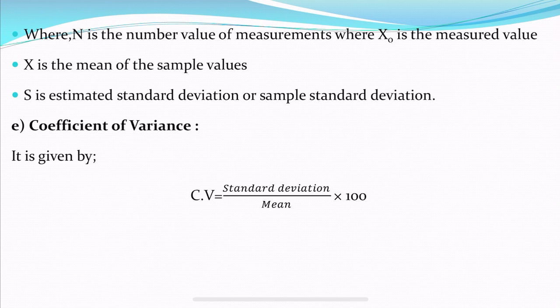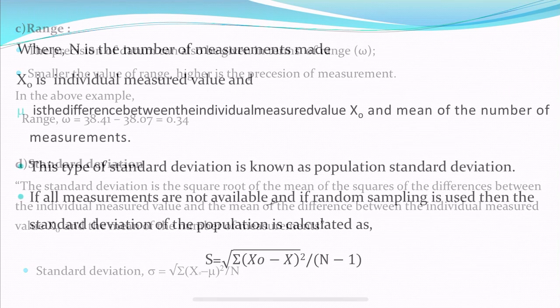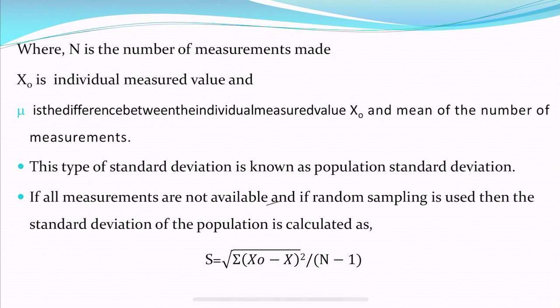Now you understood two different types of standard deviations. The first one is the population standard deviation, in which we are going to use this equation: sigma is equal to square root of sigma of (x naught minus mu) whole square divided by n, whereas for the sample standard deviation or estimated standard deviation we are going to use this equation to calculate standard deviation.